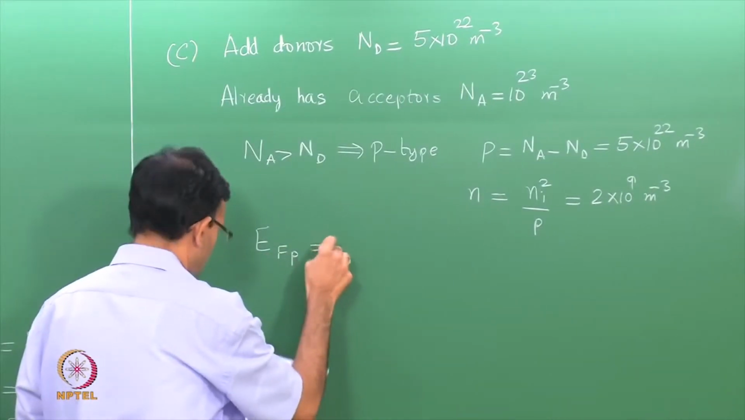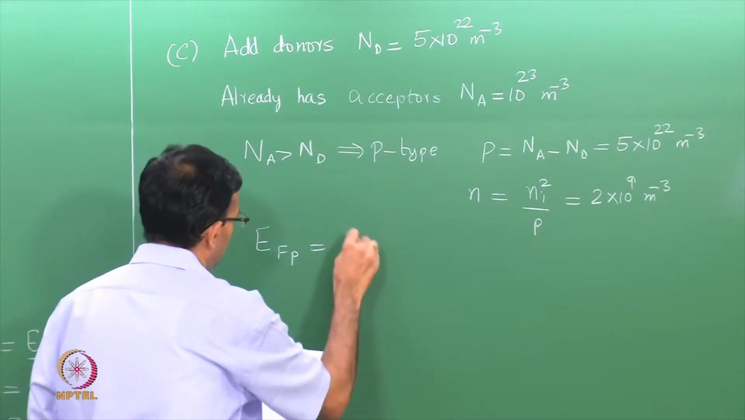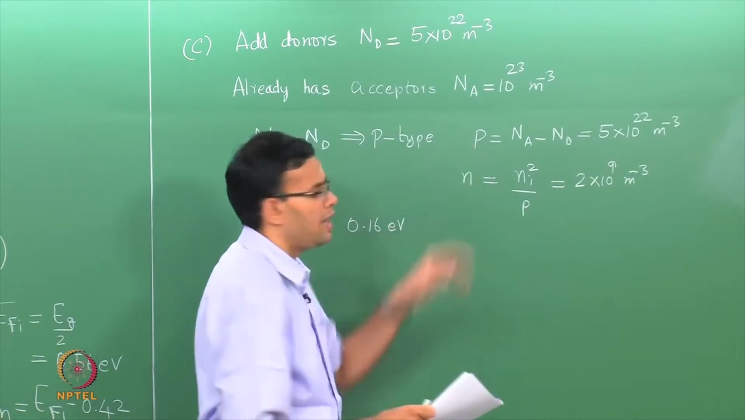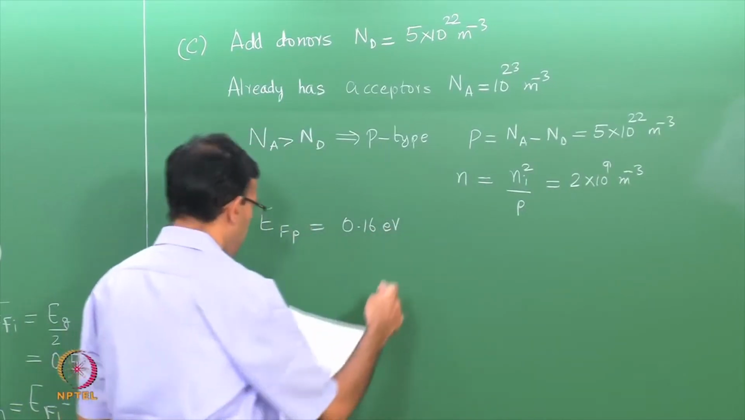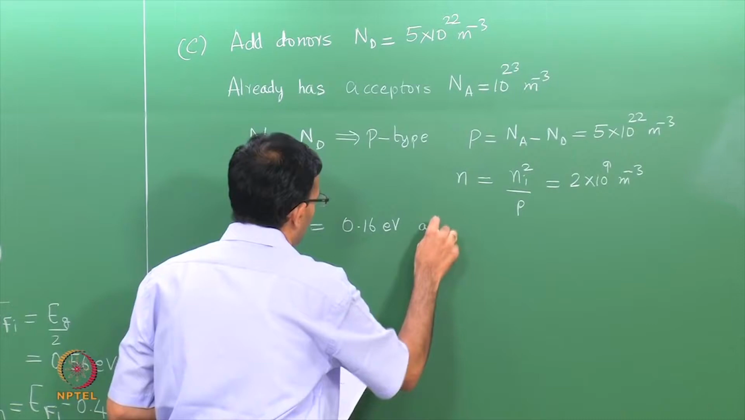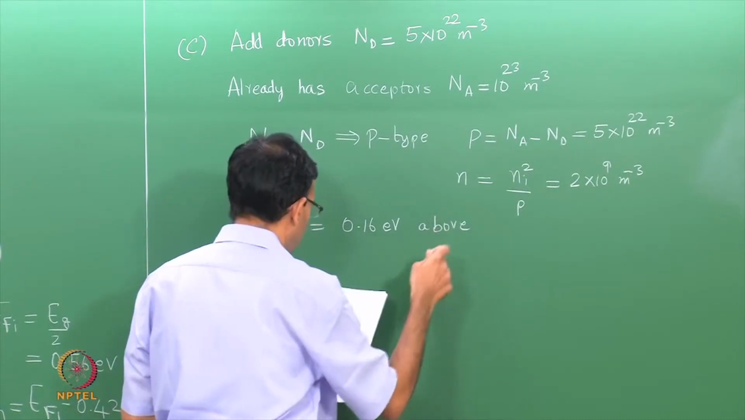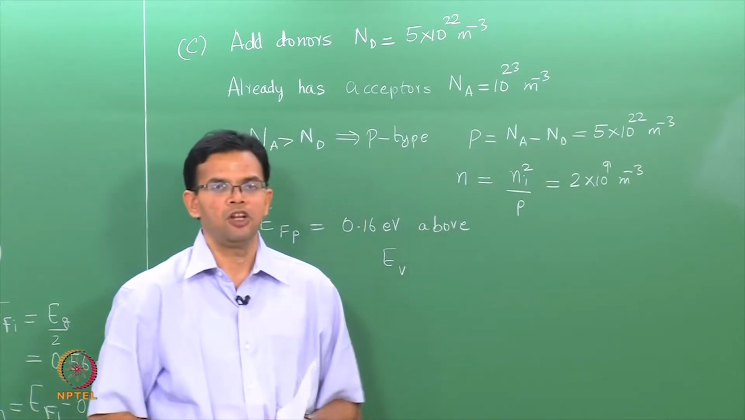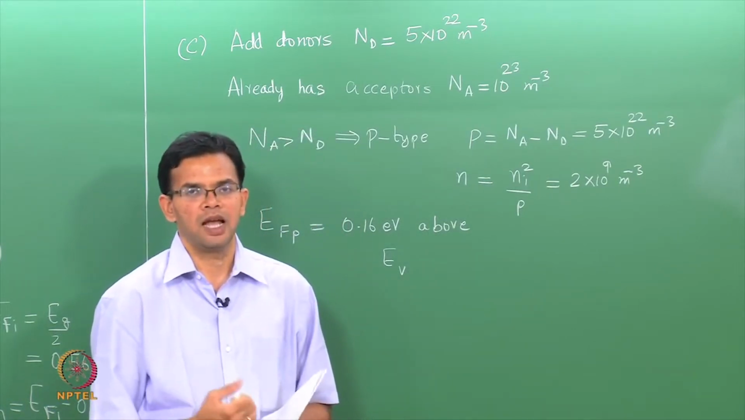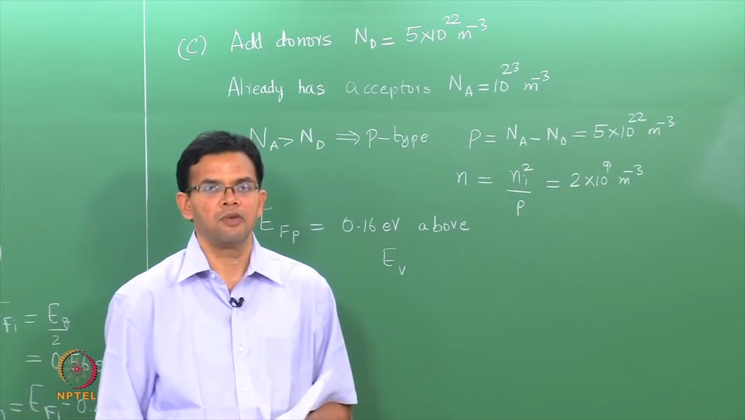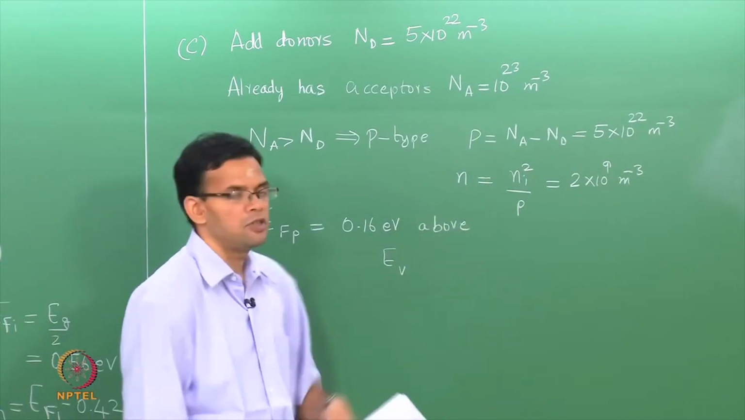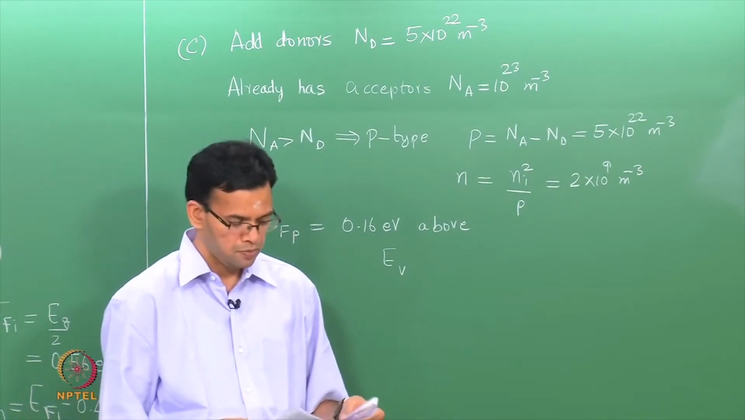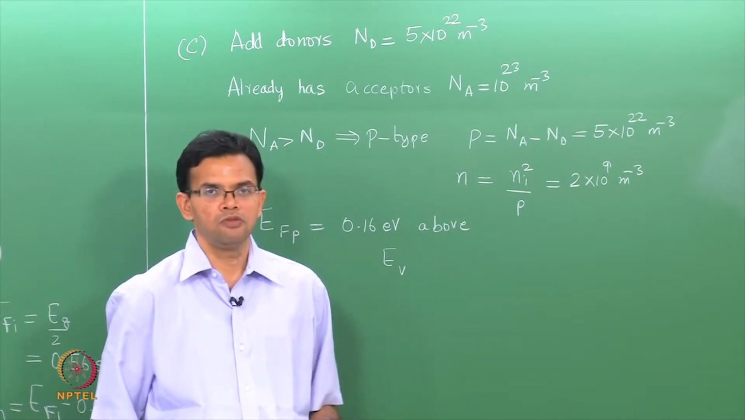So, EFP, we can repeat the calculations that we did before, except using the new values of P. So, EFP if you calculate becomes 0.16 electron volts above EV. The band gap will not change because the band gap is calculated based on the intrinsic values, but because the values of P and N change, the position of the Fermi level will change. So, let us now move to question 3.